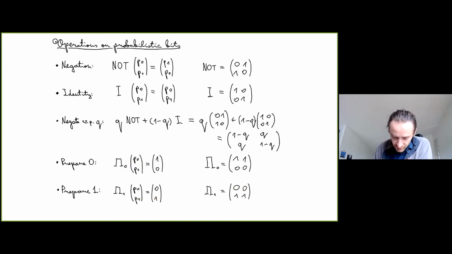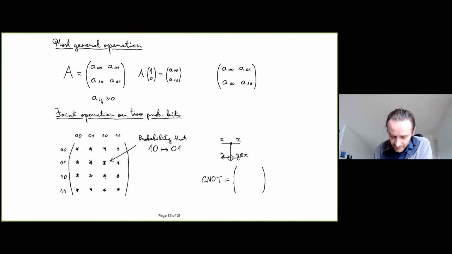All right, so now you can ask, what's the most general operation you can do on a single probabilistic bit? It's going to be described by some kind of combination of these matrices. And then you can ask, what's the most general linear combination of these matrices? What does it look like? It's going to be some 2 by 2 matrix that has non-negative entries, and the columns are going to sum to 1.